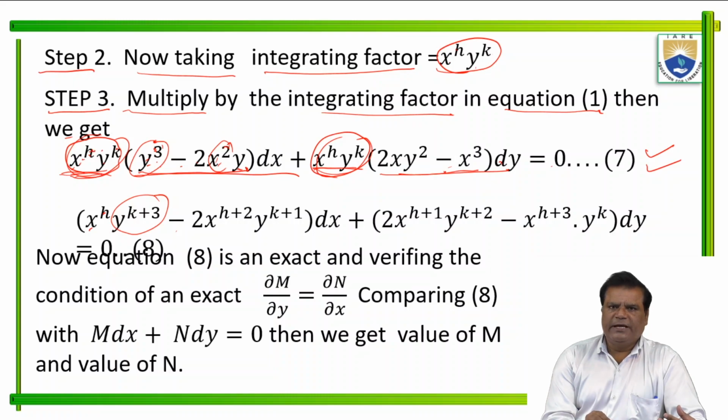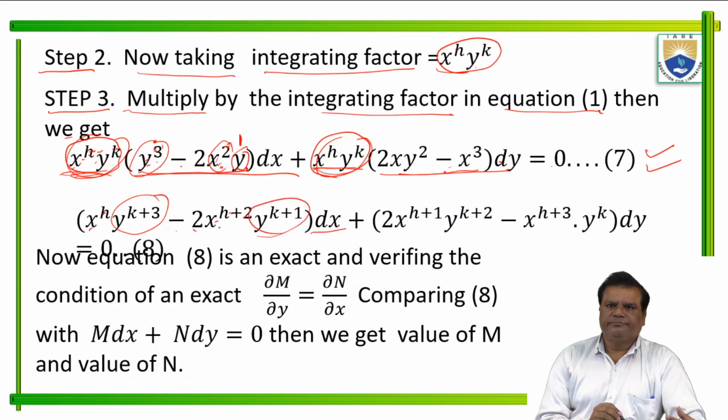x to the power h multiplied by x square, so we get 2x to the power h plus 2, and y to the power k times y to the power 1 gives y to the power k plus 1, dx. Next, multiply x to the power h and y to the power k into this function. Then we get 2x to the power h into x, total power x to the power h plus 1, y to the power k and y square, so total power y to the power k plus 2, minus x to the power h plus 3.